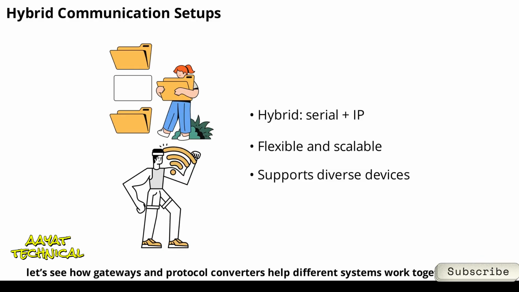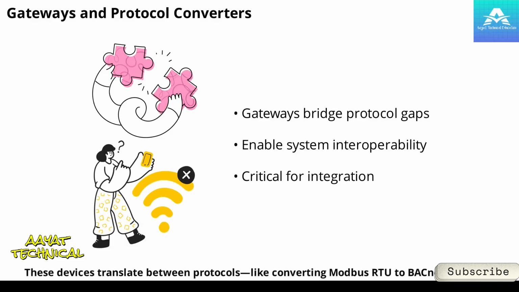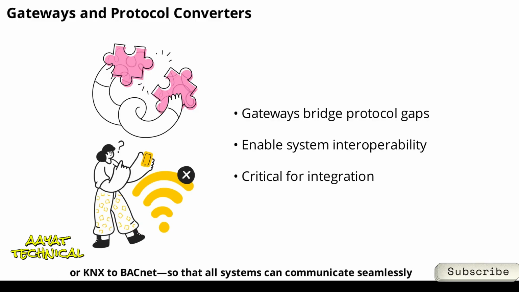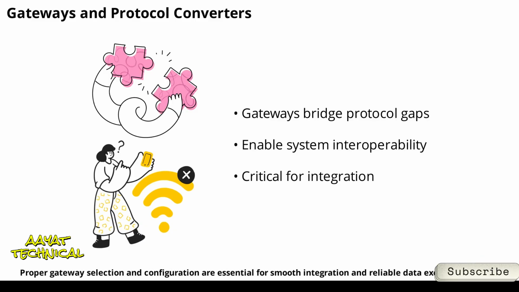Next, let's see how gateways and protocol converters help different systems work together. In BMS, not all devices speak the same language. That's where gateways and protocol converters come in. These devices translate between protocols, like converting Modbus RTU to BACnet/IP or KNX to BACnet, so that all systems can communicate seamlessly. For example, integrating a Modbus RTU energy meter with a BACnet/IP BMS server requires a Modbus to BACnet gateway. Fire panels, lighting systems, and other third-party devices often need similar solutions. Proper gateway selection and configuration are essential for smooth integration and reliable data exchange.